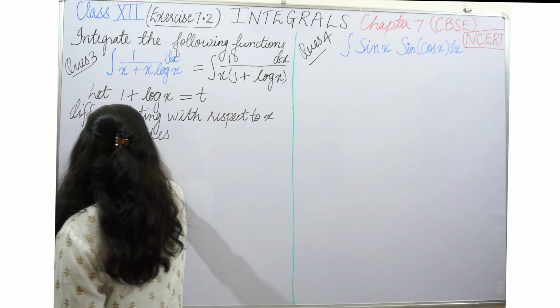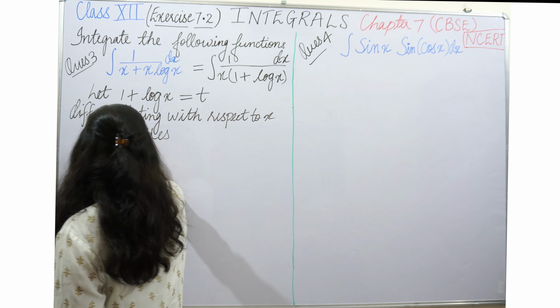Now here comes the trick, that what things should be substituted, what terms should be substituted. So I substituted 1 plus log x to be equal to t, so that I can easily get 1 upon x dx to be equal to dt. So the substitution should be correct. What terms are you substituting? That should be correct in order to get dt in the expression. Okay. So now this dx, I'll be taking that side. So it will become 1 upon x dx to be equal to dt.